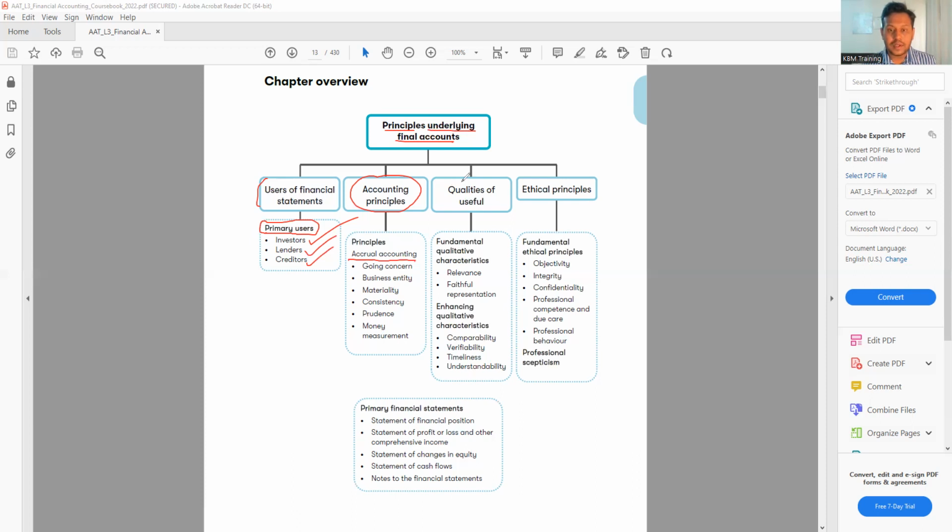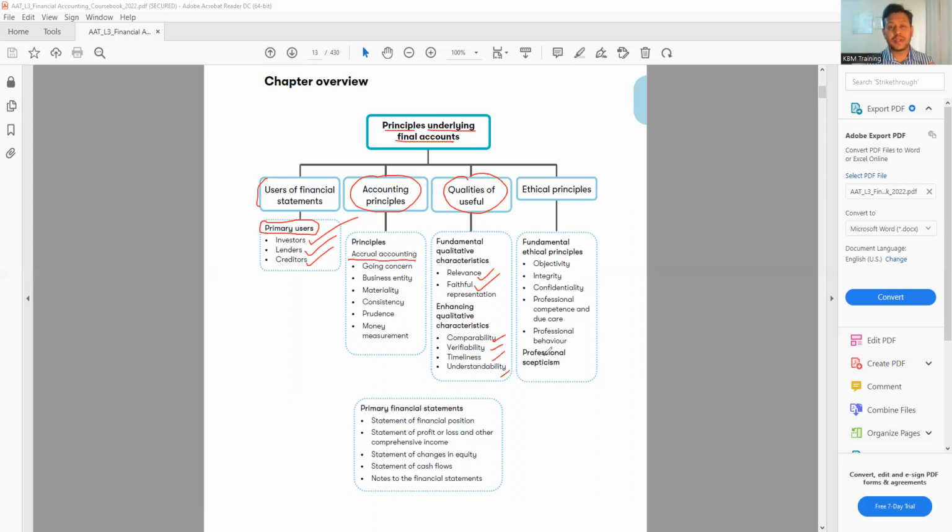Then we have qualitative characteristics of useful information. There are a few things. This is not very common in the exam, but it is all about the fundamental qualitative characteristics. So if there is information in the financial statement, it has to be relevant. So you should not present something that is not relevant to your transaction or the business. Then faithful presentation: obviously the information has to be correct, and it has to be presented the way it is, everything accurate. Then we have enhancing qualitative characteristics. So we have comparability, verifiability, timeliness, understandability. So this sort of thing is for the financial statement.